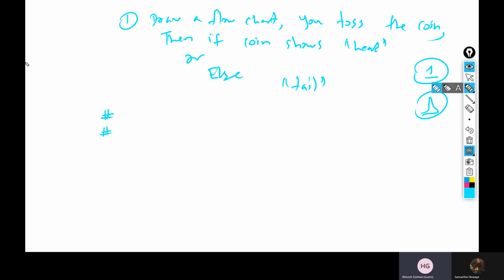Sir, I'm almost done. When you toss a coin, should I use a rectangle or a parallelogram for that shape? Now, what do you mean by toss the coin? What do you mean by that? It is an action. So action is denoted by what? Rectangle, sir. Yeah, that's the answer.